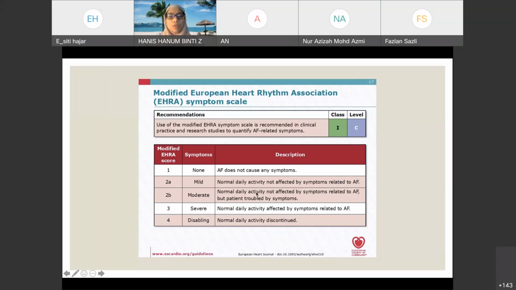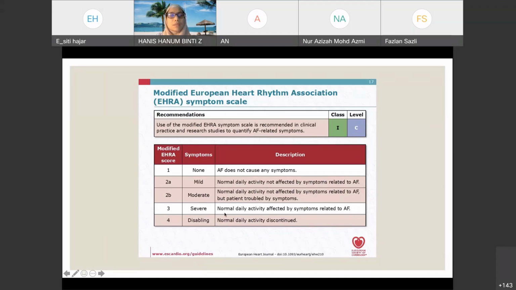2B is moderate. Okay, normal daily activity is not affected by symptoms related to AF, but patients are troubled by the symptoms. Sebab dia rasa macam tak selesa lah, tapi dia still boleh buat normal activity. Dia boleh pergi shopping, they can cook, they can do whatever they want. Tapi kadang-kadang bila dia rasa dia trouble sikit lah, so that's moderate.